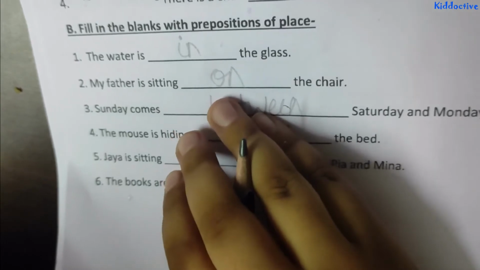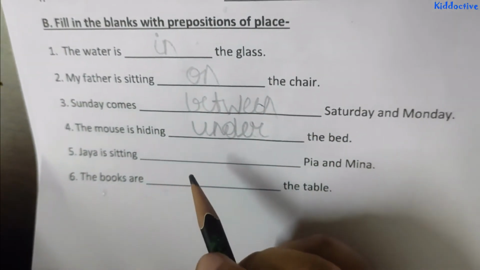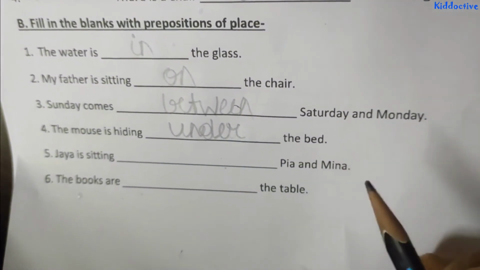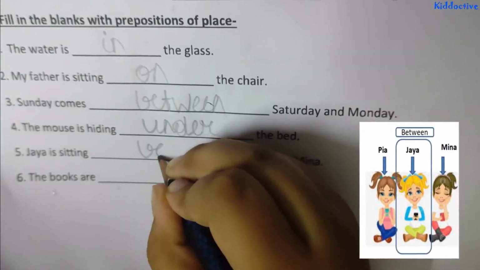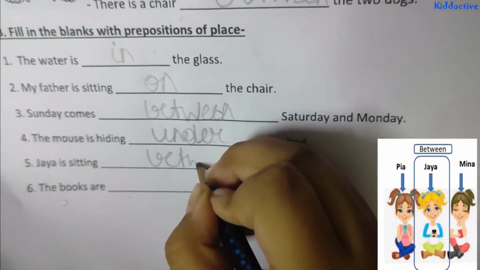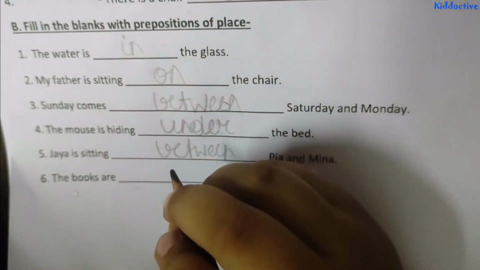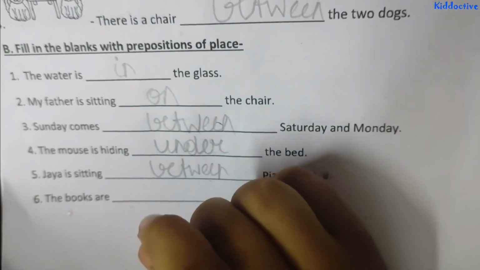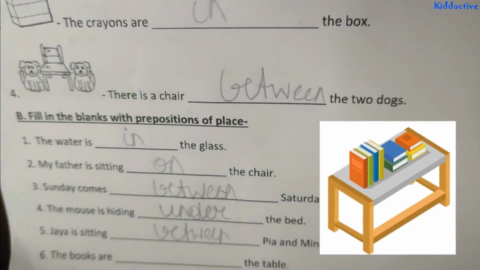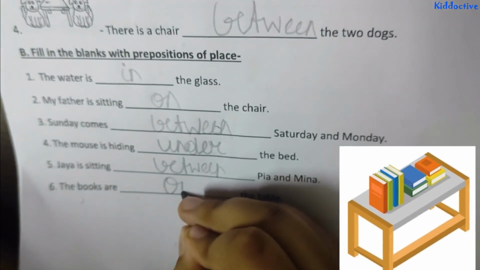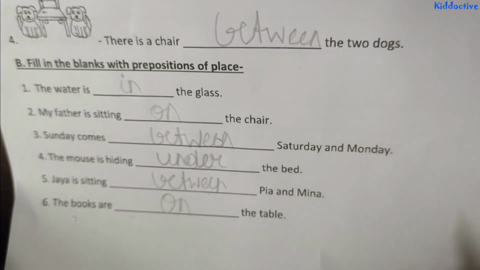So the next question is number 5. Jaya is sitting between Pia and Mia. The books are that's the bed. Books are on the bed. On the table. Sorry. क्या लिखा है? On the table. Okay.